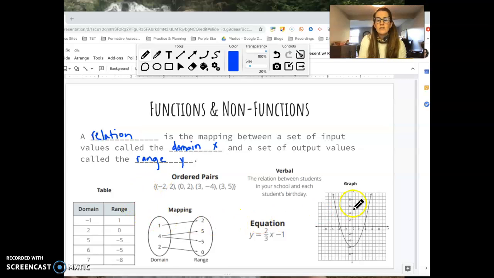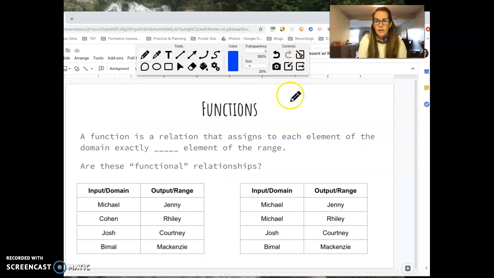All right, and then here's just some different examples of ways that we've already been looking at relations, right? We've used tables before. We've talked about ordered pairs. We've read verbal scenarios. We've seen graphs, equations, and then this is called a mapping where you have your input mapping onto your output. All right, let's see here. A function is a relation that assigns to each element of the domain exactly one element of the range.